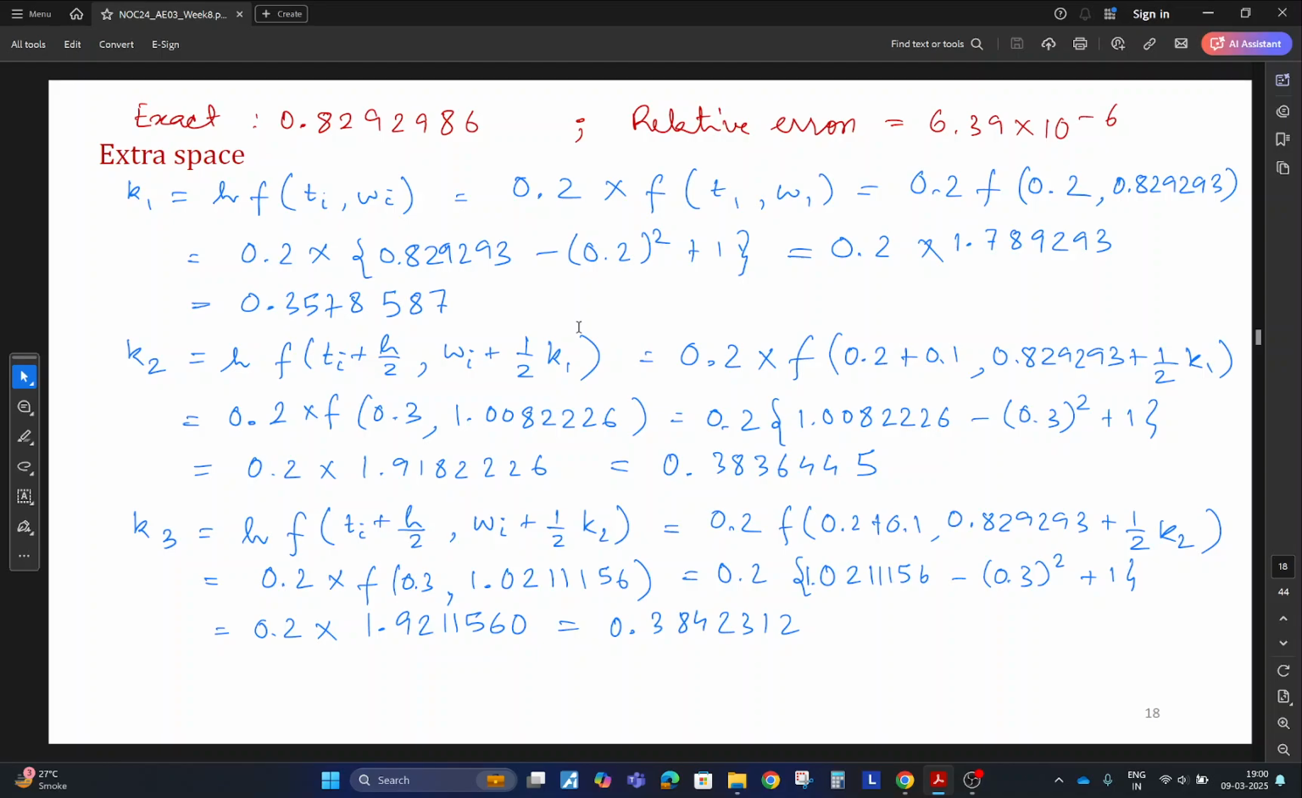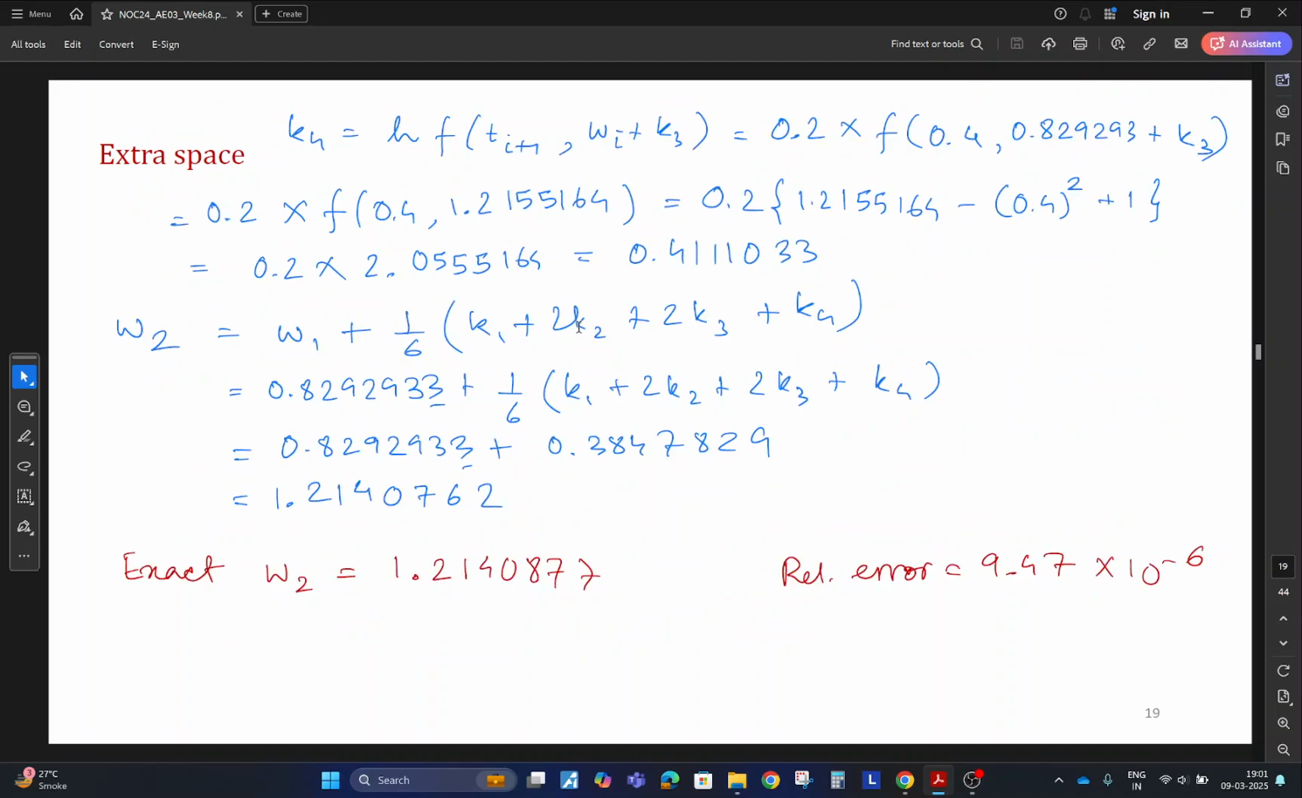0.3836445. Next, we must again calculate for this iteration the value of the parameters k3 and k4. For k3, it is equal to h times the value of the function evaluated at ti plus h by 2 and wi plus half k2. This becomes equal to 0.2 times the value of the function at 0.3 comma 1.0211156, which is equal to 0.2 times 1.0211156 minus 0.3 square plus 1, which equals 0.3842312.